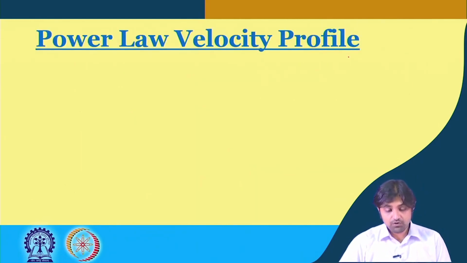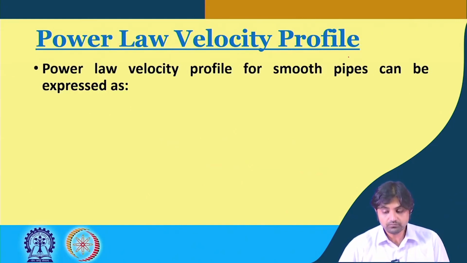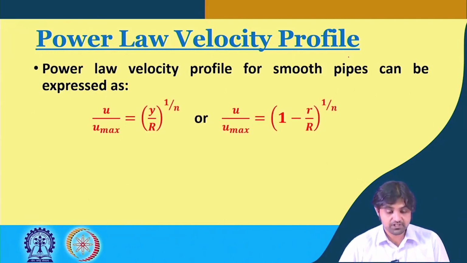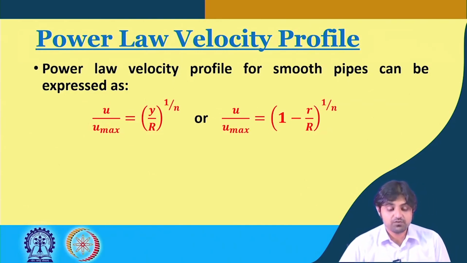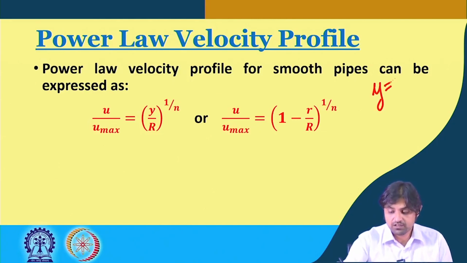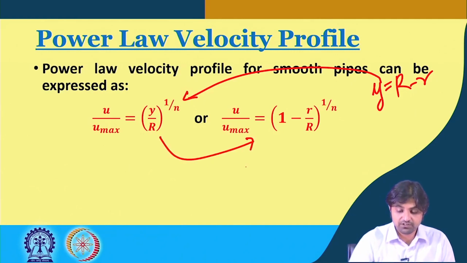All right. Now, about the power law velocity profile, a little bit on that. The power law velocity profile for smooth pipes can be expressed as u by u max equal to y by r to the power 1 by n. This is the power law velocity profile that was given, or we can always write it in terms of r, because y is capital R minus small r, and you substitute that here, you will end up in this equation, okay.